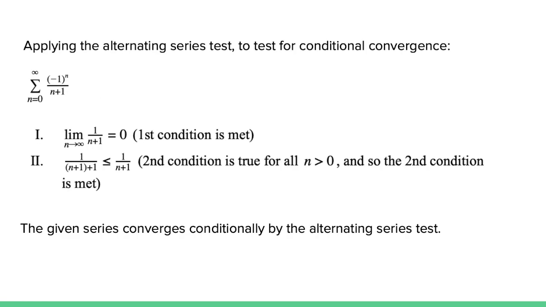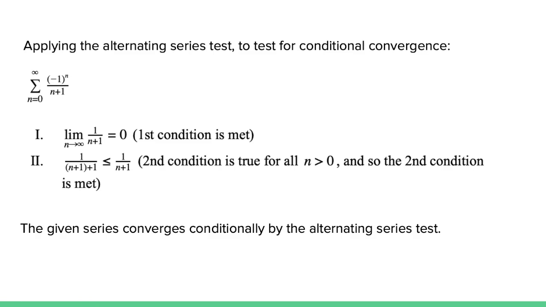The alternating series test has two conditions. The limit as n approaches infinity of a of n has to equal 0, and a of n plus 1 has to be less than or equal to a of n for all n greater than 0. So we first find that the limit as n approaches infinity of 1 over n plus 1 equals 0. In this case, a of n is just 1 over n plus 1. (-1)^n is not included in a of n.